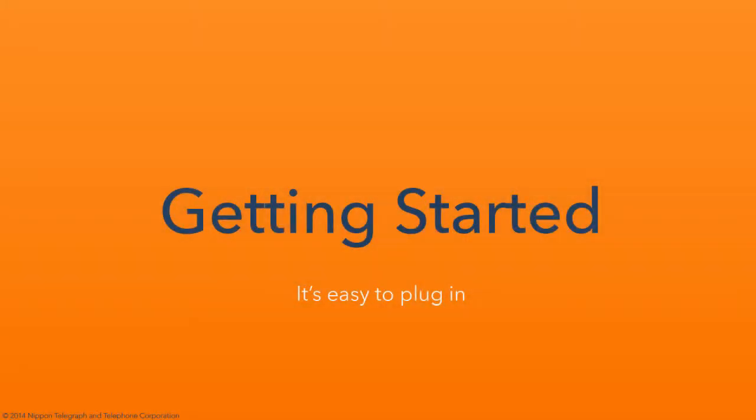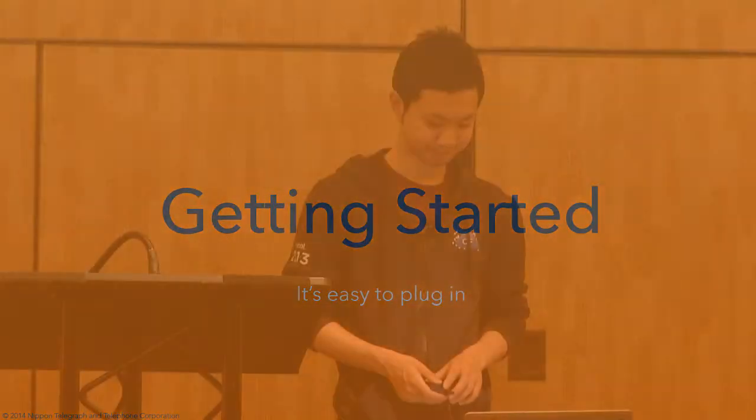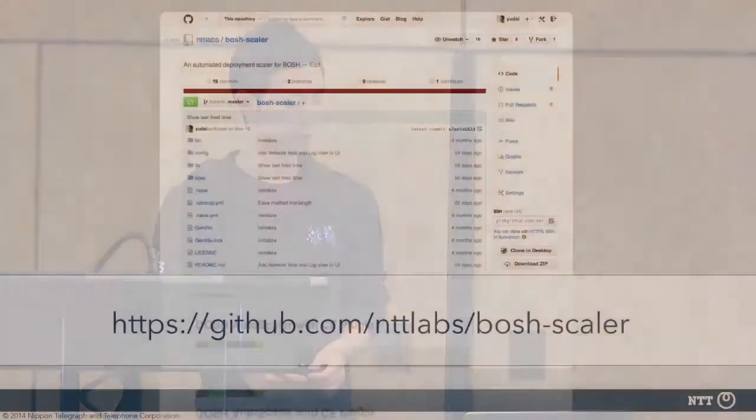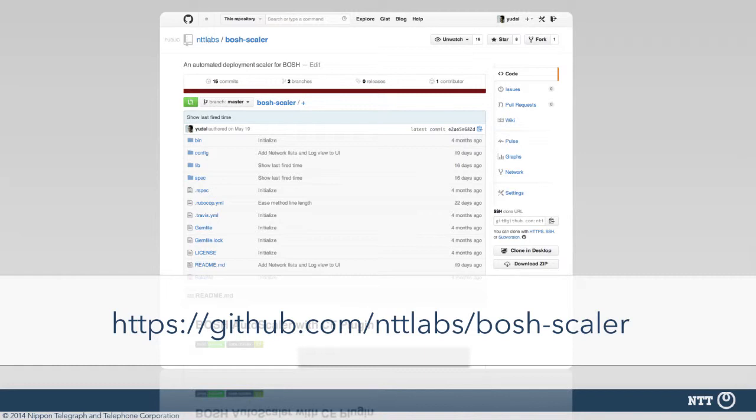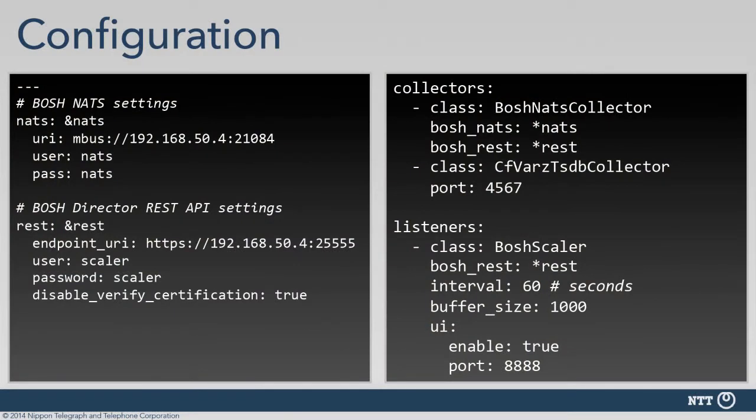Finally, let's see how to get started with BOSH Auto Scaler. There is nothing difficult to start the BOSH Auto Scaler. What you need to do is just clone the repository from GitHub and edit the configuration file according to your environment. And then launch a process. The configuration file of the BOSH Auto Scaler is quite simple, as you see. What you need to change is only the host names and credentials of the NATS server and the director server of BOSH.